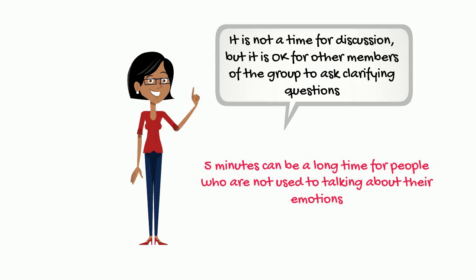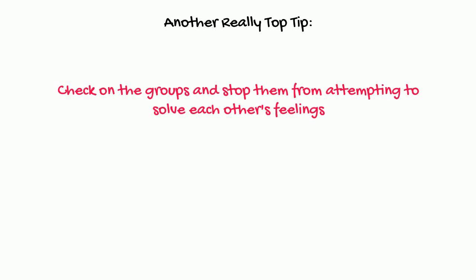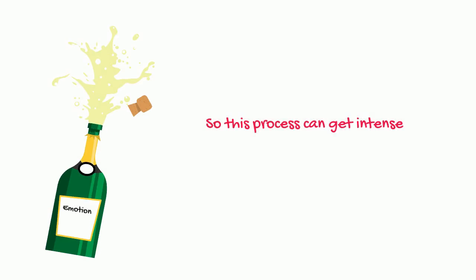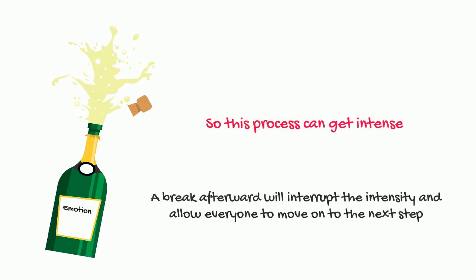You will find that 5 minutes can be a long time for people who are not used to talking about their emotions. Here's another really top tip. Check on the groups and stop them from attempting to solve each other's feelings. Also, depending on the level of emotion in the room, you might need to let them have a quick break after they have finished this part. It is possible that you will get emotions coming out that have been bottled up for years, so this process can get intense. A break afterwards will interrupt the intensity and allow everyone to move on to the next step.